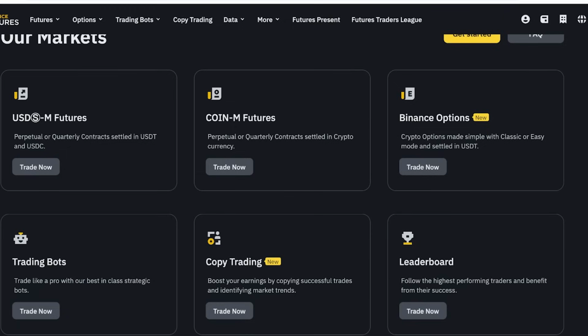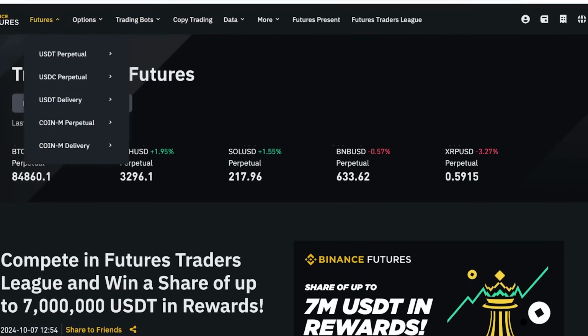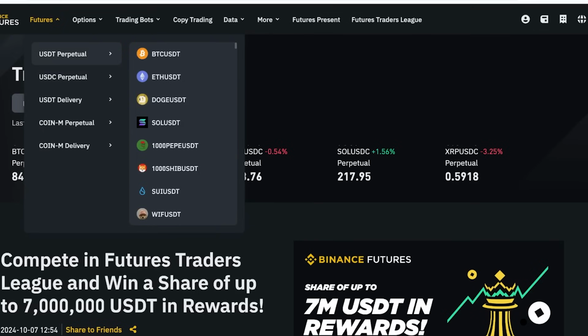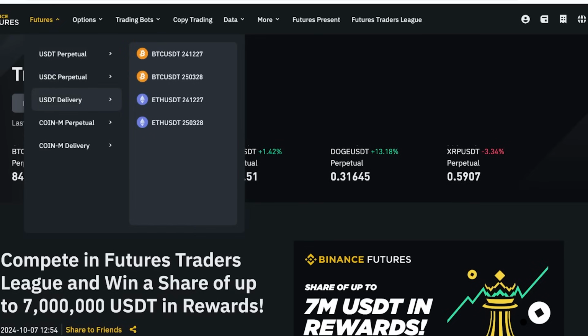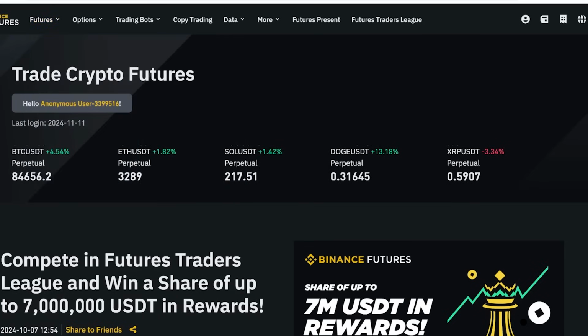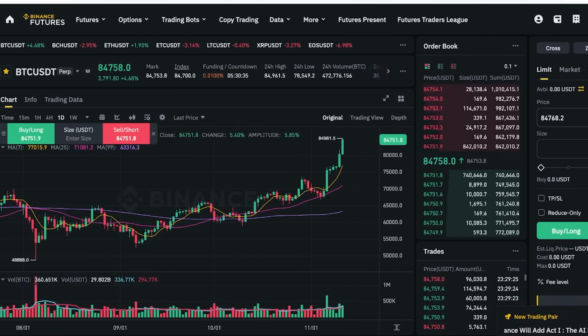First off, let's take a look at the basics of the trading interface on Binance. You can go into your futures market, and within this you have USDT perpetual as well as USDC perpetual, USDT delivery, Coin-M perpetual, and Coin-M delivery. Depending on the market that you want to trade in, you can simply click on the market and you will see the trading interface.